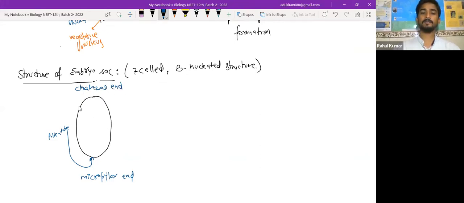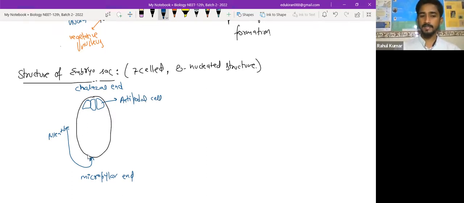Chalazal end. Now inside there are 7 cells, as I told you, in this embryo sac. So 3 cells are present here, which are called antipodal cells. The word poda is for legs, right? Feet. You understand? So it is opposite to the base. That's why they're called antipodal cells.